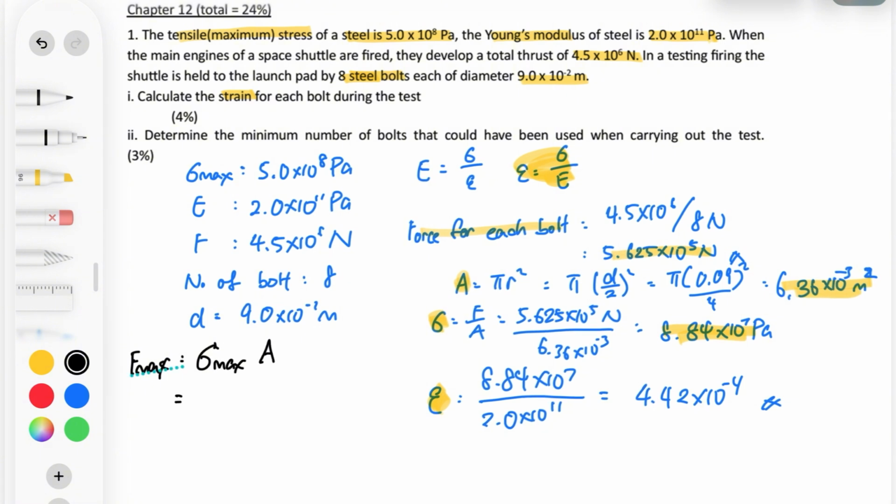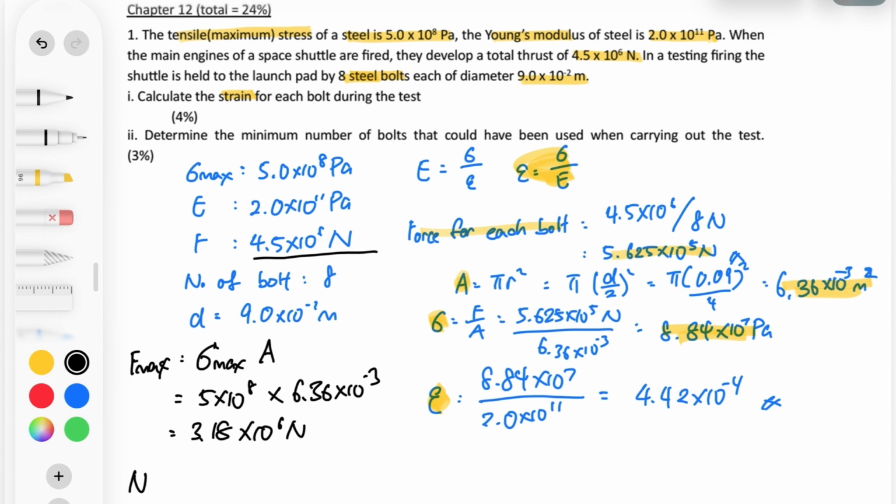The stress we already have is 5.10 times 10 to the power of 8, and the area we got over here is 6.36 times 10 to the power of negative 3. So what we have is 3.18 times 10 to the power of 6 Newton. So this is the maximum force for each bolt. But the total force we have is over here, so we just divide it.